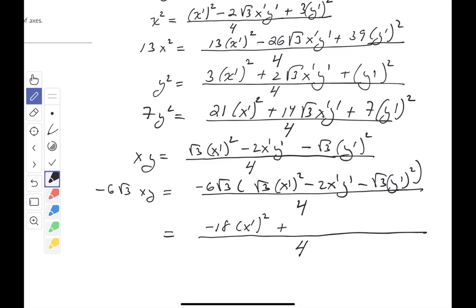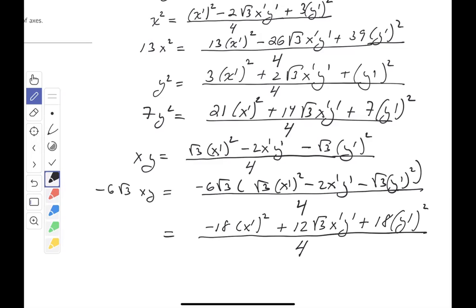Plus 12, right? Because minus 6 times 2 is 12 root 3 x prime y prime, plus 6 times 3 is 18 y prime squared. All right. Someone says, what do you want to do now?